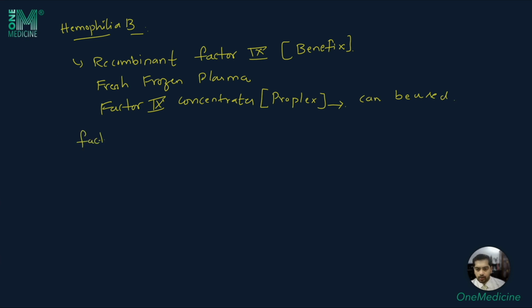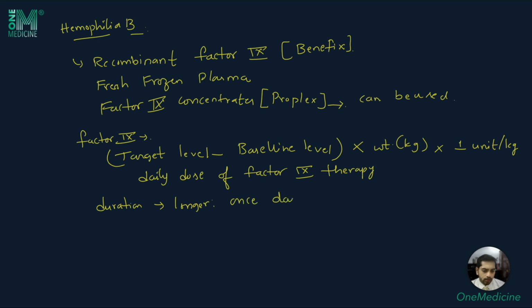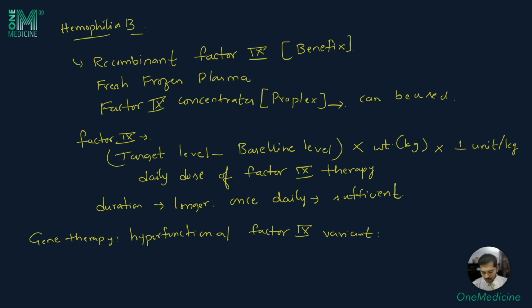The dosing of factor 9 is calculated as follows: target level minus the baseline level, multiplied by weight in kg, multiplied by 1 unit per kg, gives the daily dose of factor 9 therapy. As the duration of action is longer, once daily therapy is sufficient. Gene therapy using hyperfunctional factor 9 variant has been made available and is effective in reducing 80% of factor 9 infusions in patients.